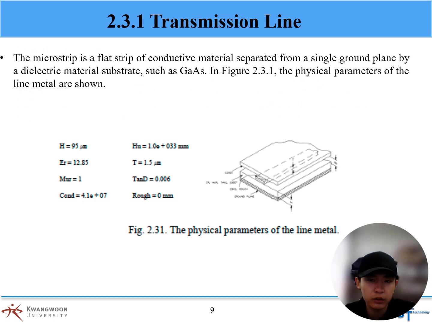First is the transmission line. The microstrip is a flat strip of conductive material separated from a single ground plane by a dielectric material substrate, such as GaAs. In Figure 2.3.1, the physical parameters of the line metal are shown.